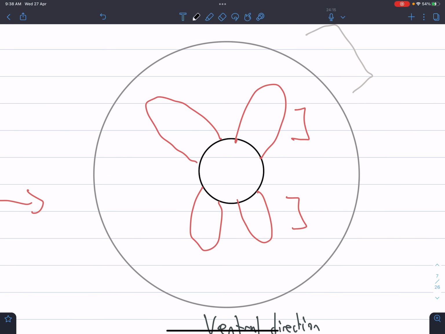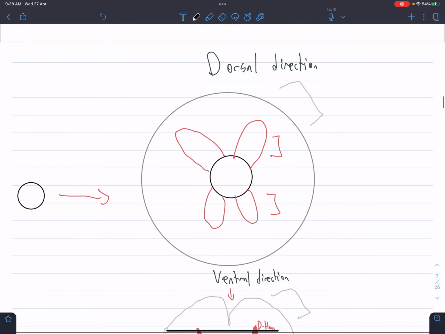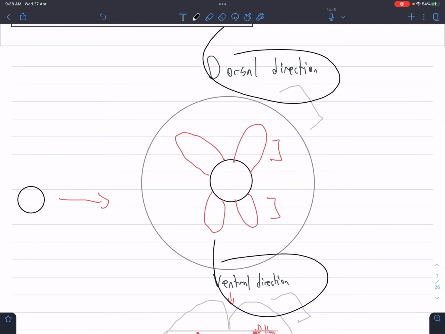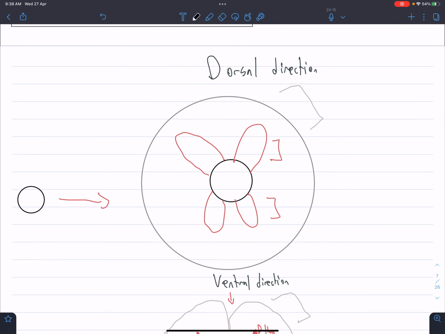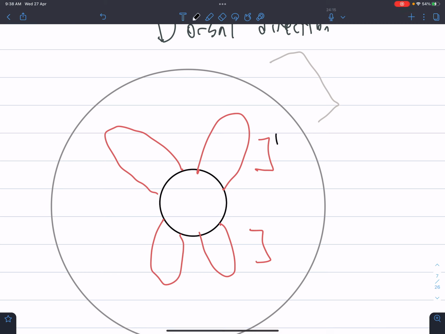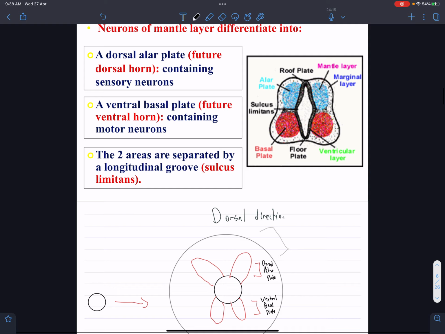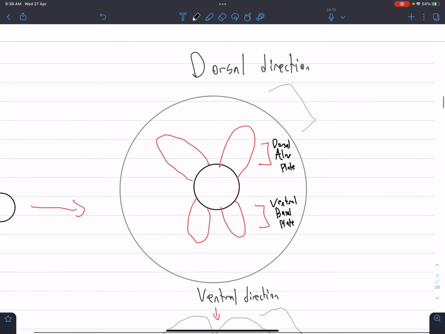Now we give these bunny ears a name. We're going to call them plates, all right? Now just remember, this is the ventral direction. We're looking from the ventral, and this is the dorsal direction, all right? Ventral, dorsal, so you don't get confused. The bunny ears from dorsally, we're going to call the dorsal alar plate. And the bunny ears on the ventral side, we're going to call the ventral basal plate, I believe. We're going to check on the slide, but ventral basal plate, as is mentioned right here. All right? So you're going to have two plates.